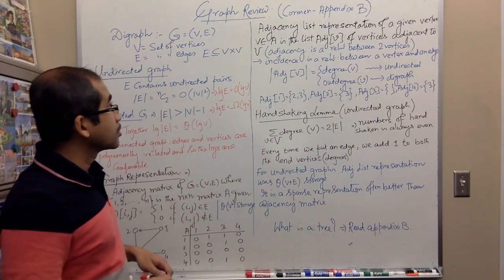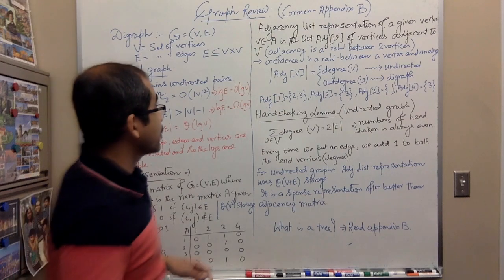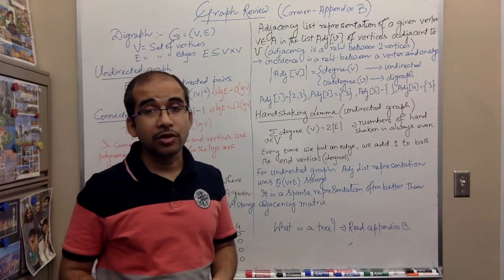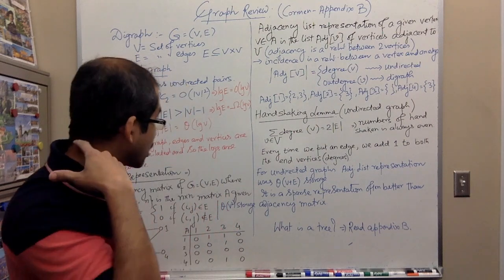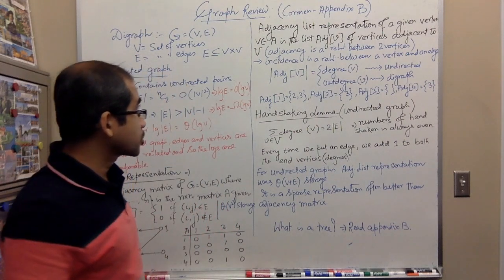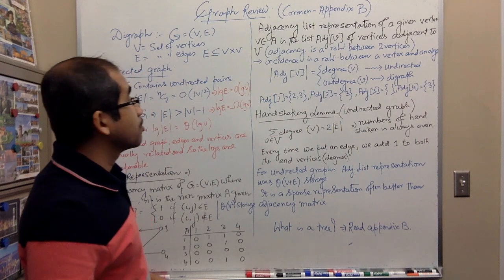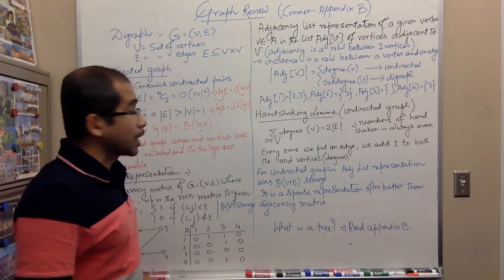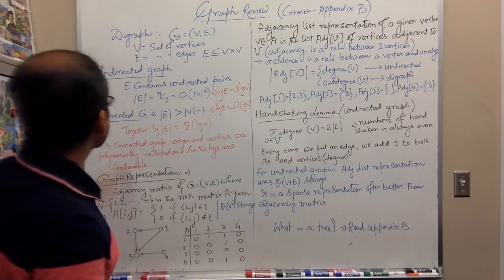More details about graphs can be found in the Cormen book, the algorithms book, in Appendix B. There are graphs and trees and the properties of those data structures, which are very important to many algorithms. Okay, so let's start with the digraph.